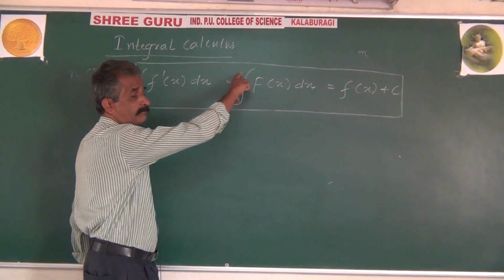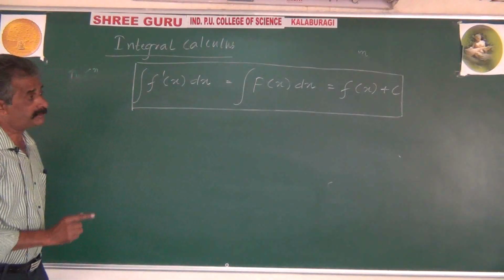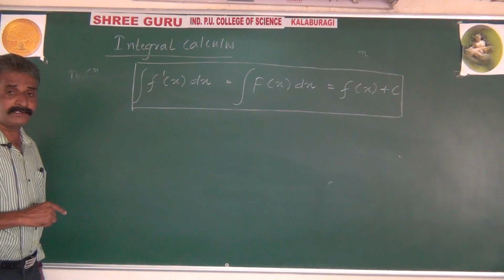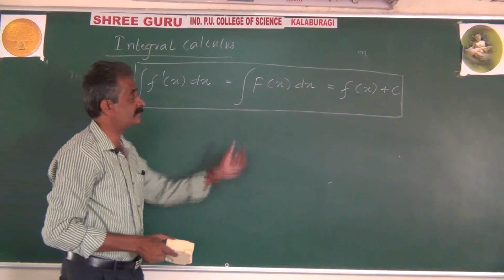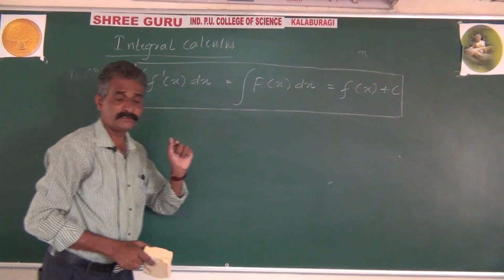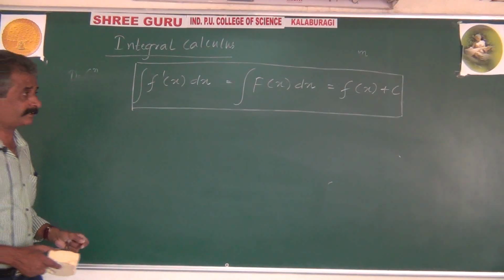This is the symbol of integration. Capital F of x means the function which is undergoing the process of integration. It's as good as f dash x. Capital F of x is called the integrand. Integrand means the function which is undergoing the process of integration.